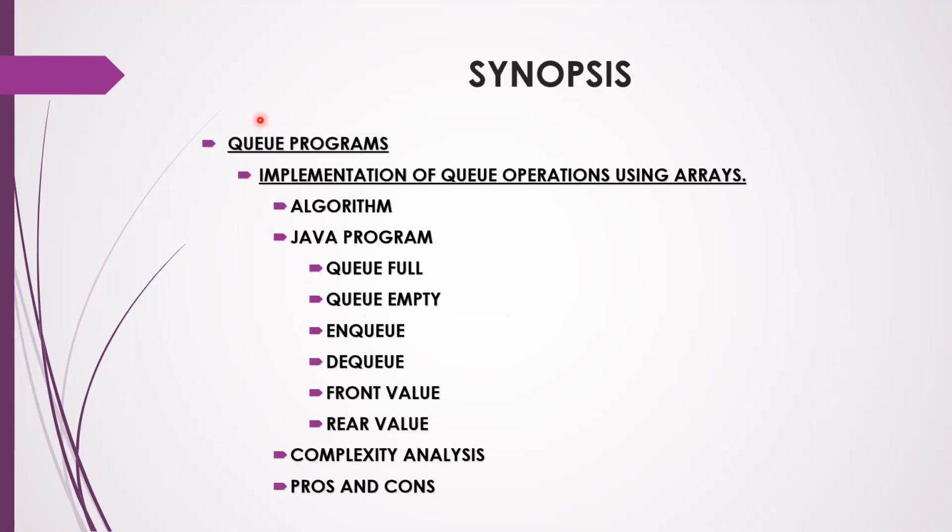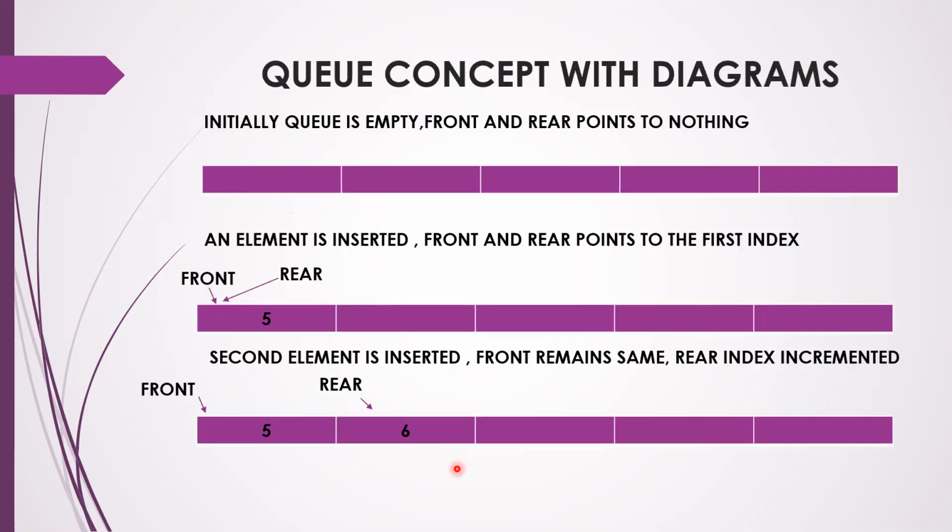Today is about queue Java programs. We are going to see the implementation of queue operation using arrays. So we will see about the algorithm, the Java program. We will have the algorithm to check whether the queue is full or the queue is empty, and enqueue operation, dequeue operation, and to obtain the front value and to obtain the rear value. Finally, we'll have the pros and cons, and in the next session, I will talk about the complexity analysis.